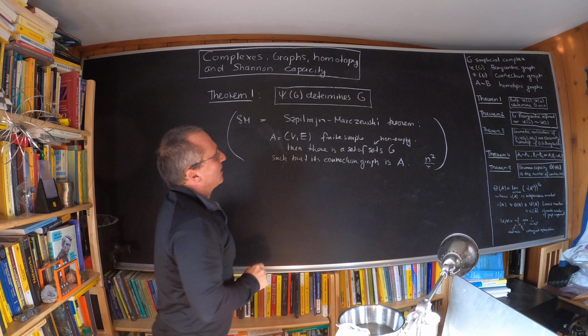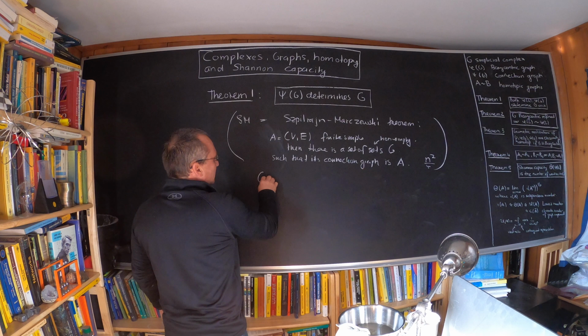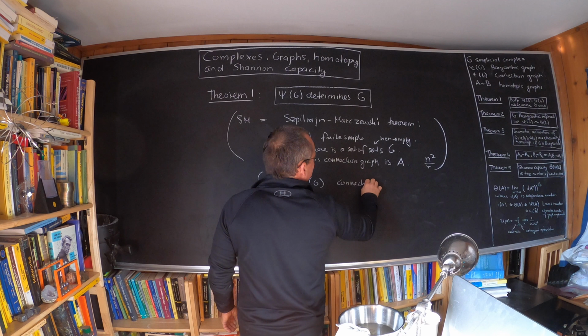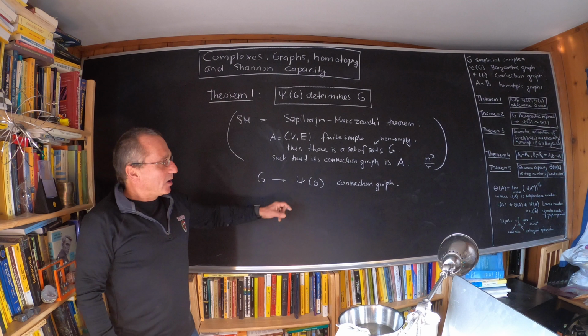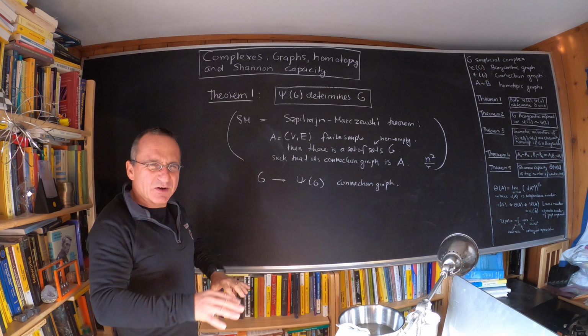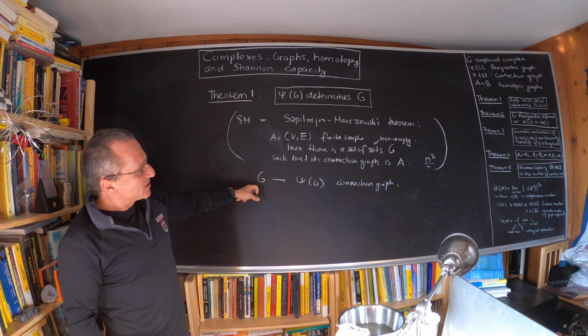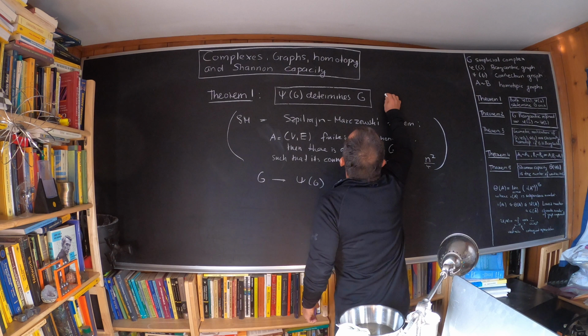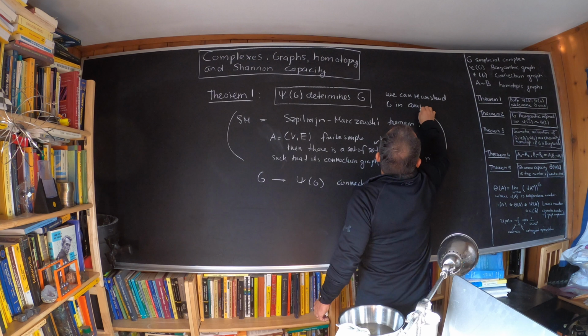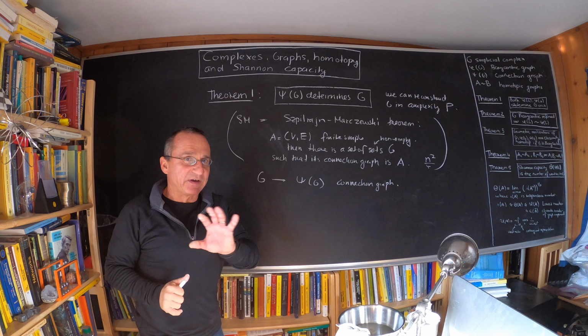What we have is a special type of graph. We start with a simplicial complex, and then we build this graph. Let me just do it only for psi. So psi of G is the connection graph. You can make this reconstruction problem harder by asking to do it in polynomial time, and not just solve NP-complete problems like finding all complete subgraphs in the graph. The proof will show we can do it fast. Finding cliques would be very costly, that's NP-complete. We can do it in polynomial time.